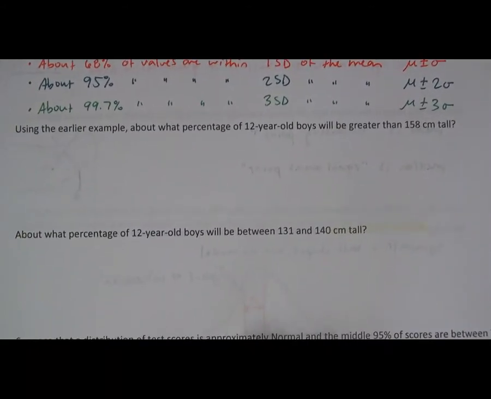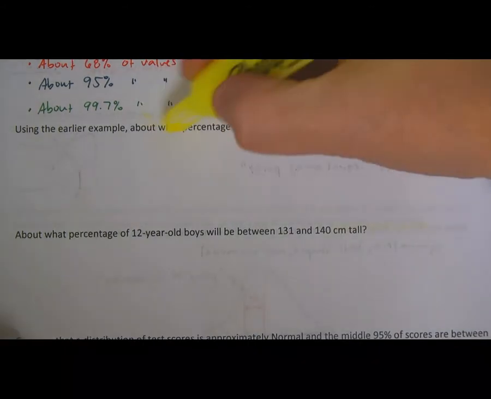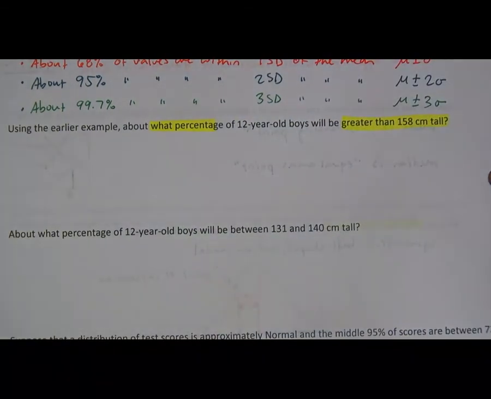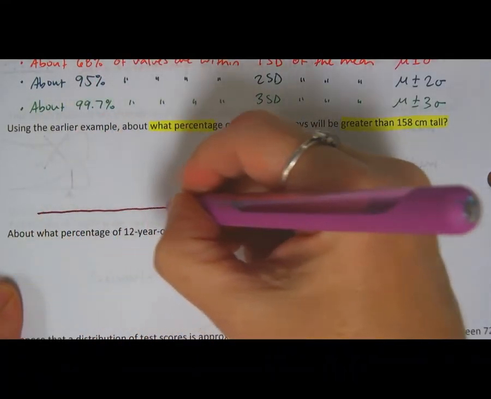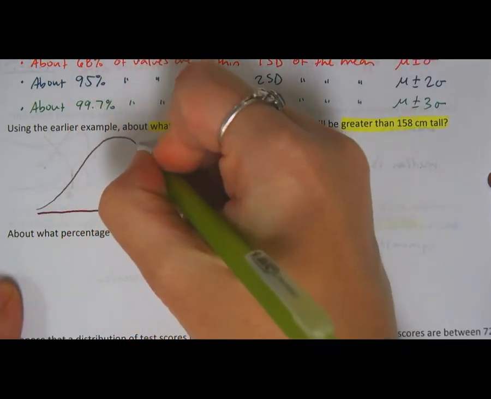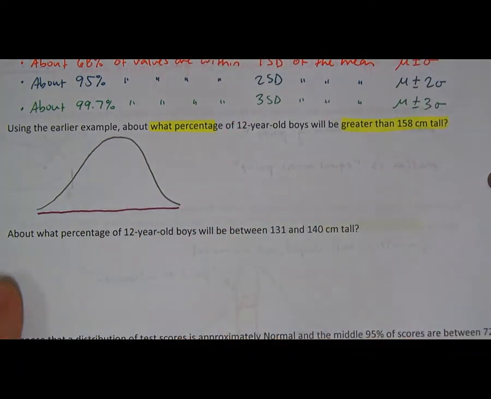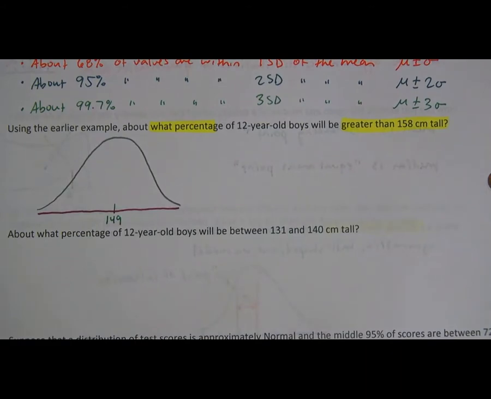Let's see how the empirical rule can be helpful. Jump down here to where it says, using the earlier example, and this is the one about 12-year-old boys' heights. What percentage of 12-year-old boys will be taller than or greater than 158 centimeters tall? You don't have a ton of room, but we're going to draw a picture, so leave room for your numbers below this axis. Draw a normal curve. And if you've already forgotten from the first page, the average, the mean, is 149.